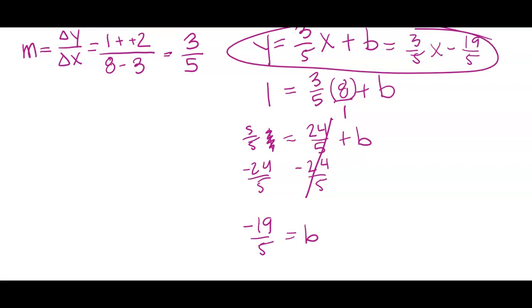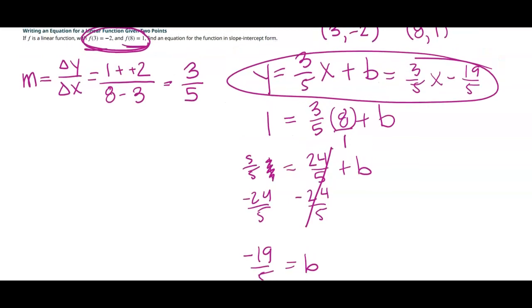That one's a little bit trickier. I could have done the same thing with the other point. I don't know that it would have been any nicer. I think you should have still gotten the same b value if you plug that in instead.